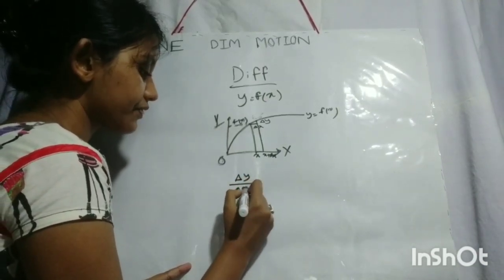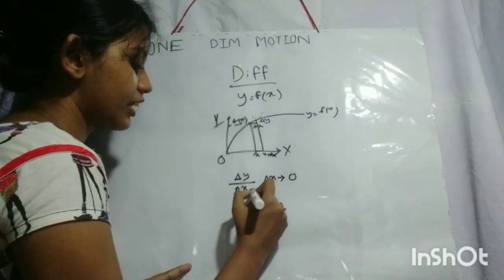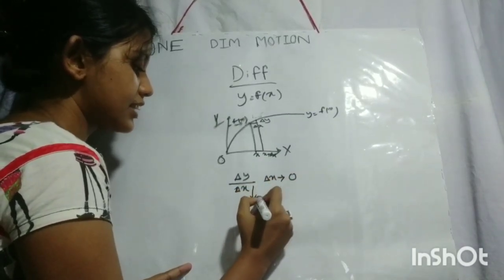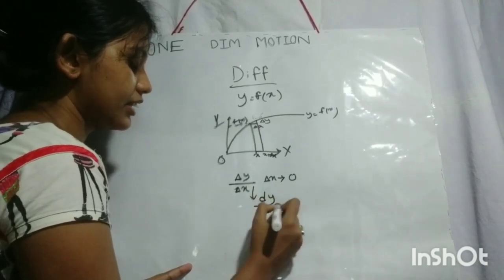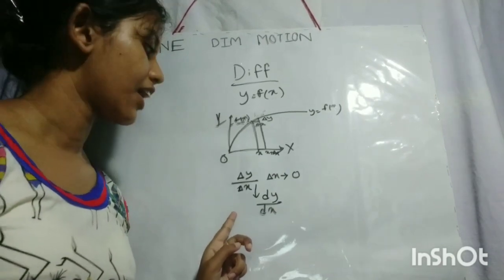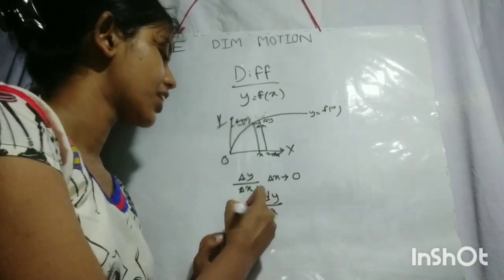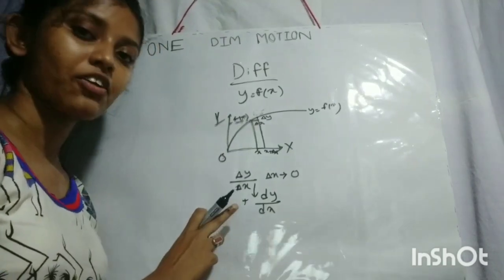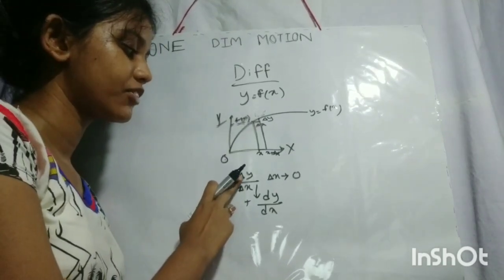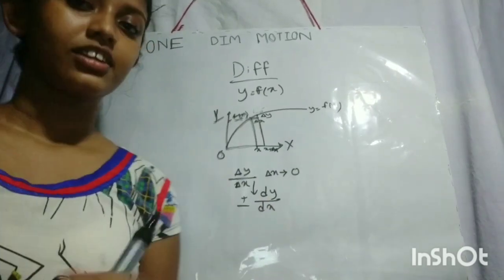If delta x tends to 0, very very close to 0, then I can write it as dy by dx. Now, if delta x increases and delta y also increases, then this is positive. And for the increment of delta x, if delta y decreases, then this is negative. That's all.